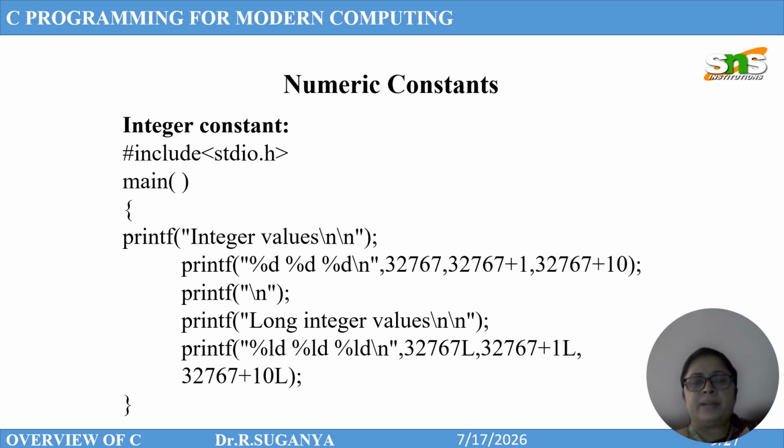And next is printf with slash n, which represents the new line, and long integer values to display on the screen, followed by slash n for a new line. So two new lines will be printed, and then %ld, which is for a long double. And we have three digits given here.